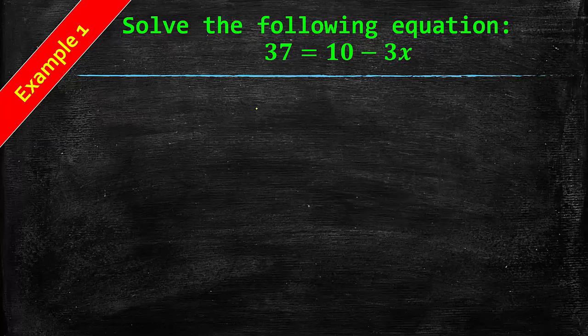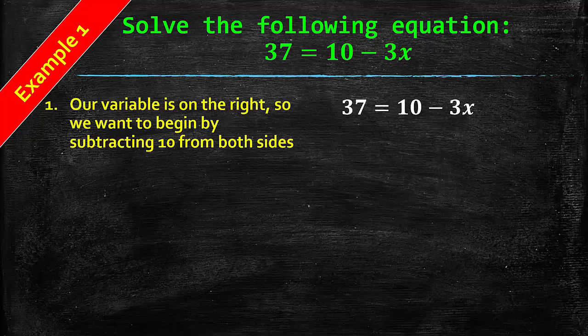So first example, solve the following equation. We've got 37 equals 10 minus 3x. So we've got our equation. Variable is on the right side, right there. So we want to start by subtracting 10 because we have a positive 10. Now, what you need to be careful of is not saying, oh, that's a negative 10 because of this negative to the right of the 10. You always go by the sign that's to the left. So we have a positive 10, which means we have to subtract that from both sides.